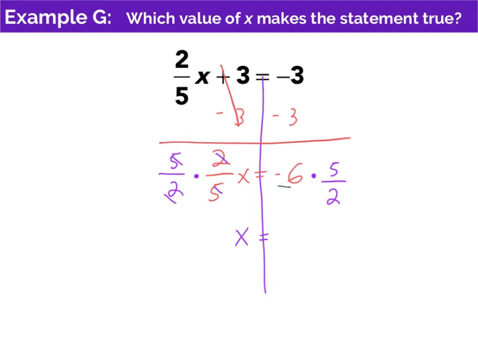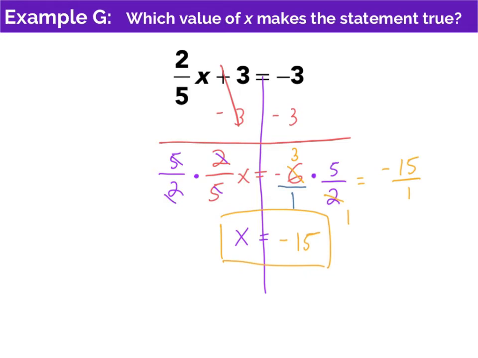Negative 6 is the same as negative 6 over 1. Now I can cross simplify. 2 goes into 2 one time. 2 goes into negative 6 3 times. Negative 3 times 5 is negative 15. 1 times 1 is 1, or x equals negative 15. Again, if you wanted to type it in your calculator, that would work, but multiplying fractions also works.